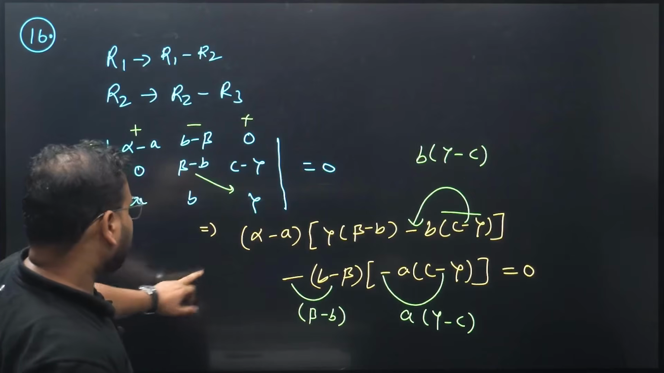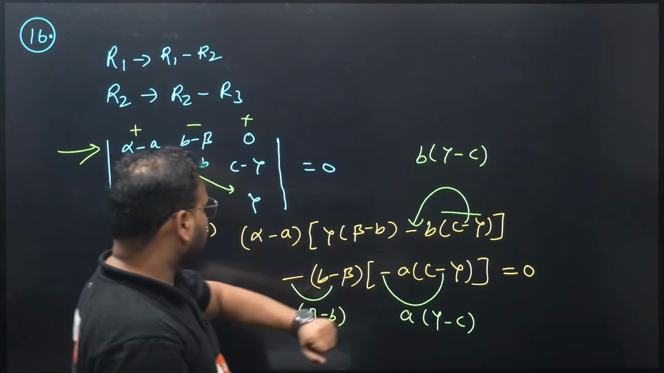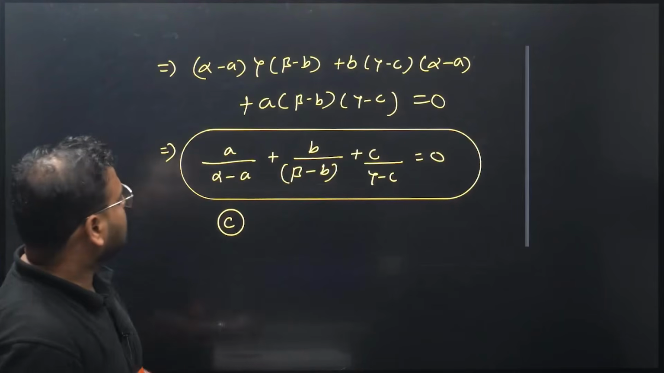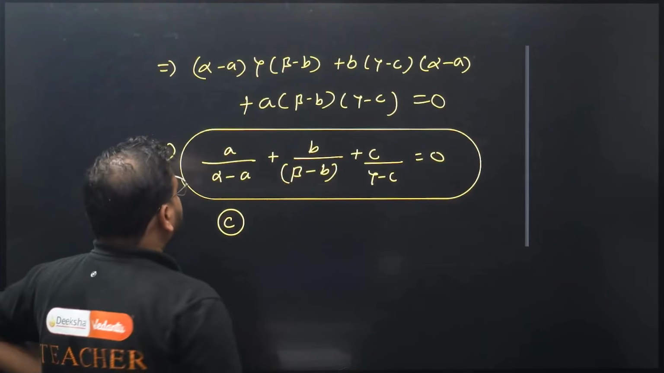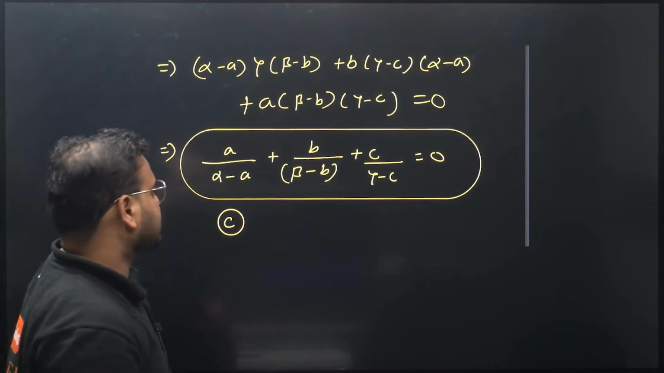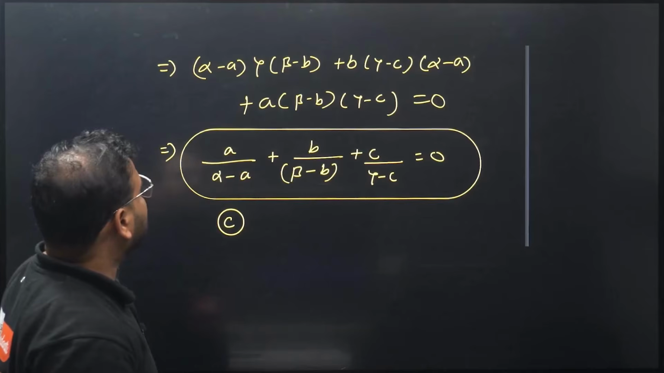Okay, we have alpha minus a, then we have b over here, and we have a over here, right? Okay. So now I'm asking you to do what? Divide everything by alpha minus a, beta minus b and gamma minus c. Okay, alpha minus a, beta minus b and gamma minus c.